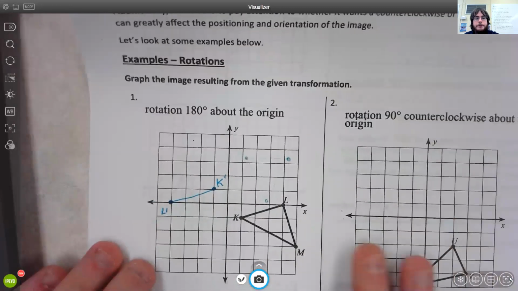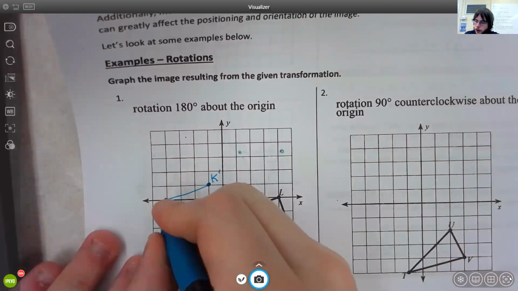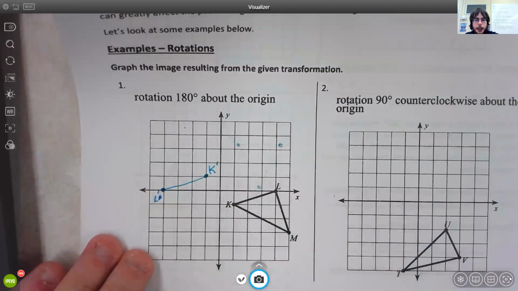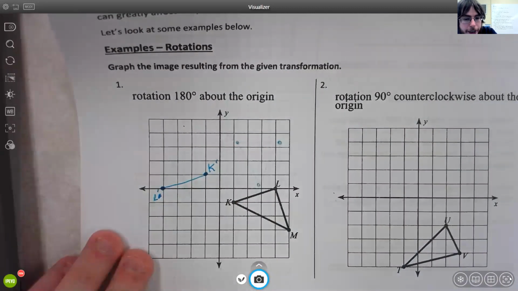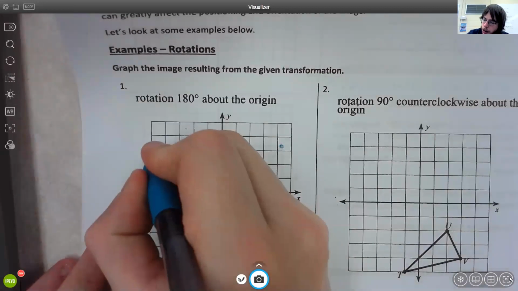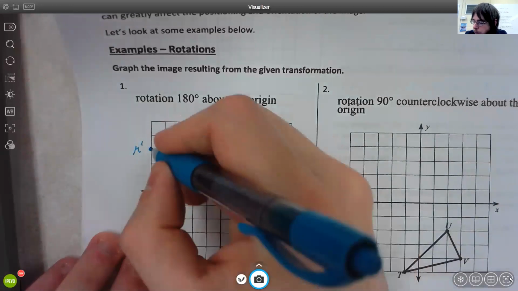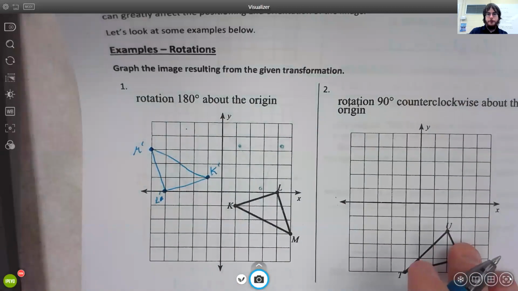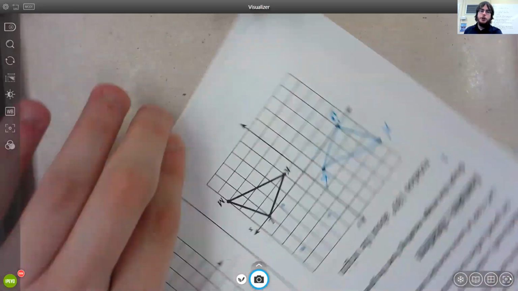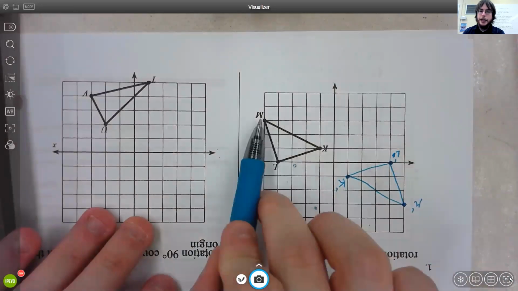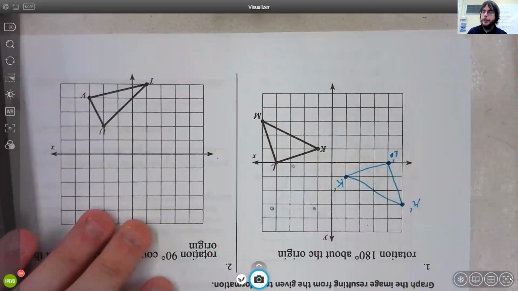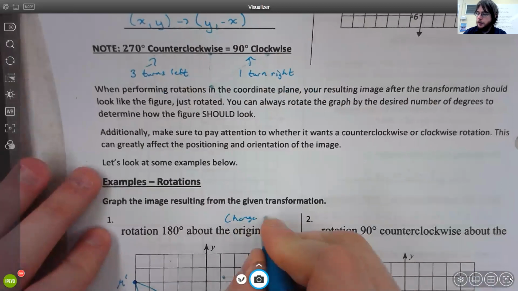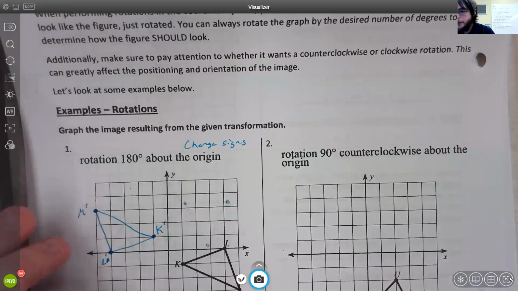And our last one here is M. M is at 5, -3. We change the signs on the 5 and the -3, and we get -5, +3. And if we were to have rotated it, you would see that M was indeed at -5, +3. Okay, so you can just change signs for a 180 degree rotation.